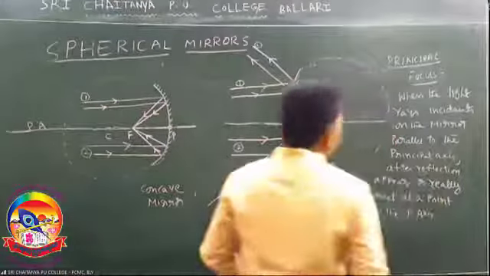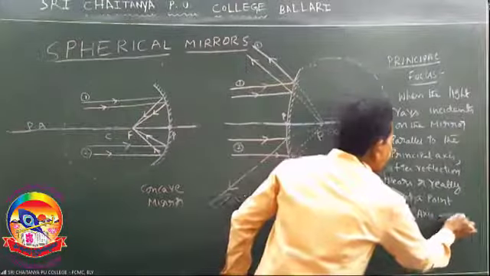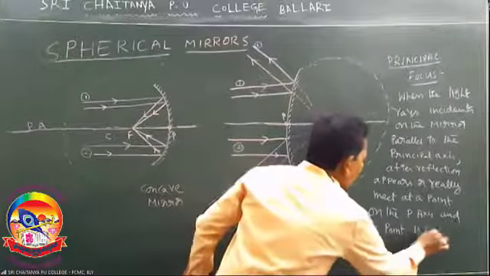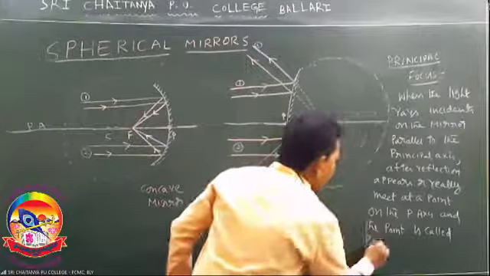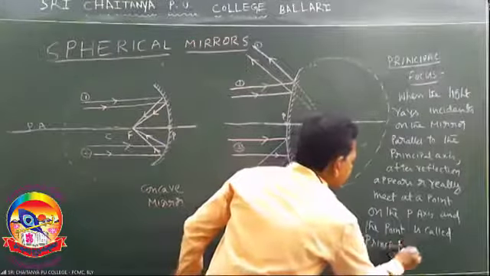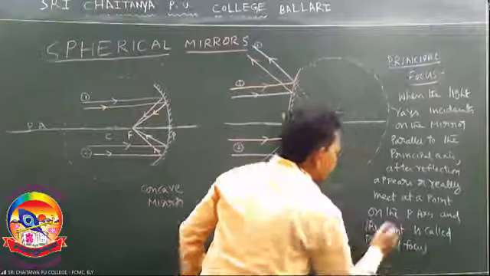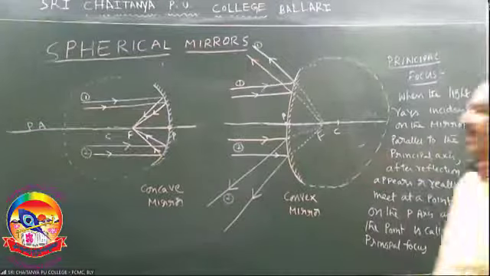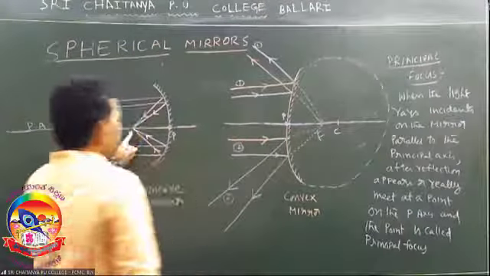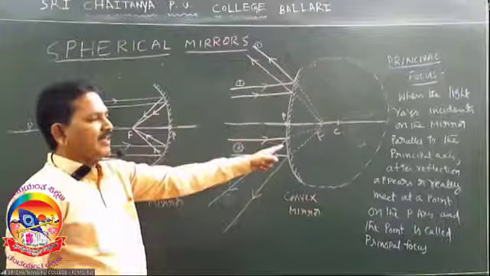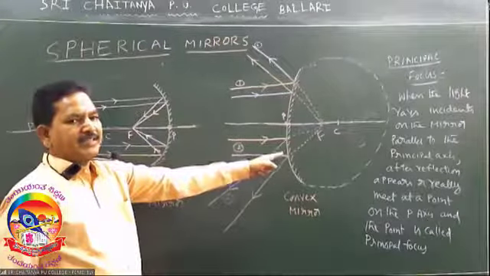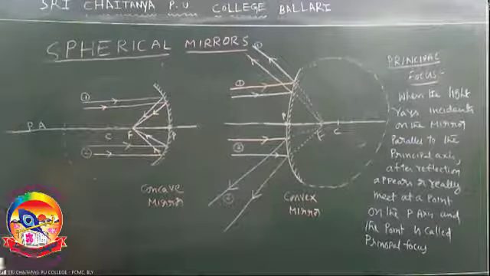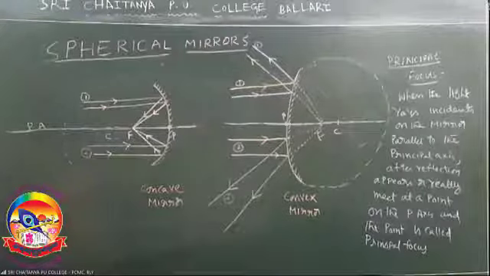They appear to meet at a point on the principal axis, and the point is called the principal focus. In case of a concave mirror, they really meet. In case of a convex mirror, they appear to meet. All the light rays parallel to the principal axis. That is the principal focus.